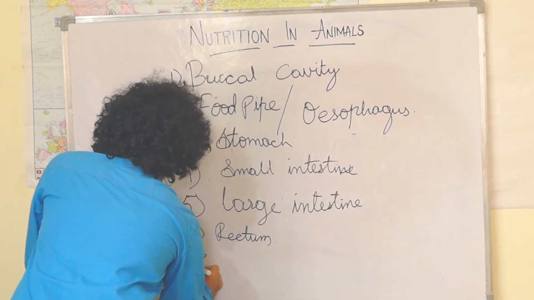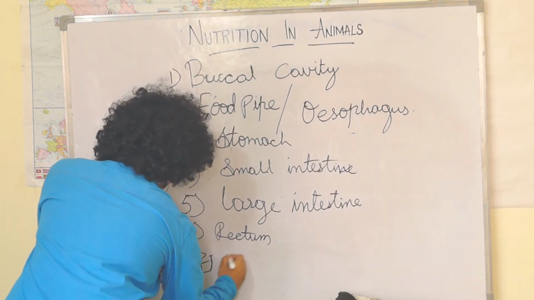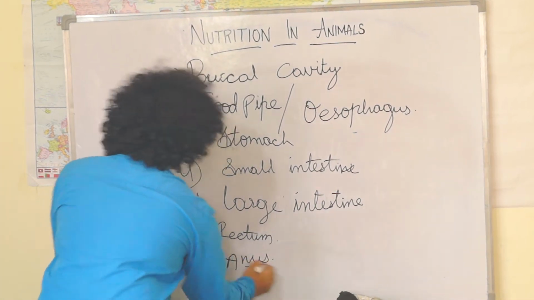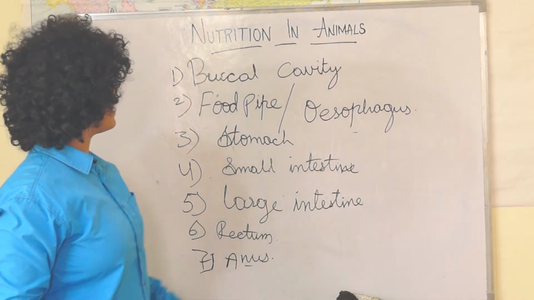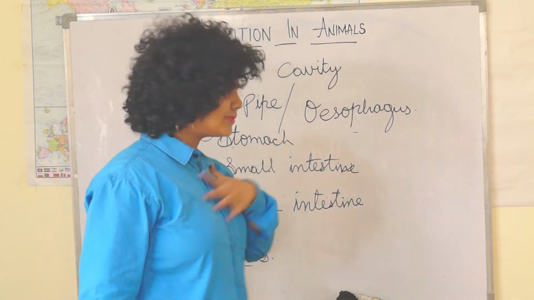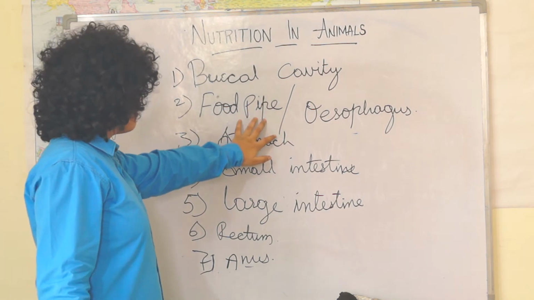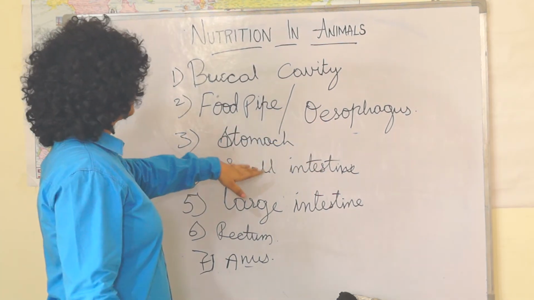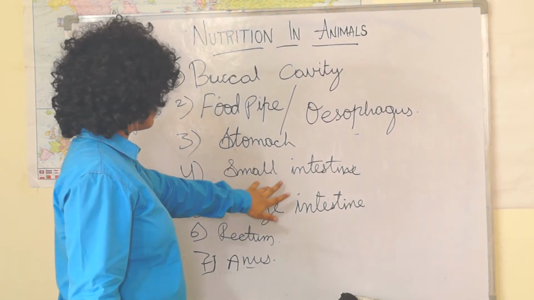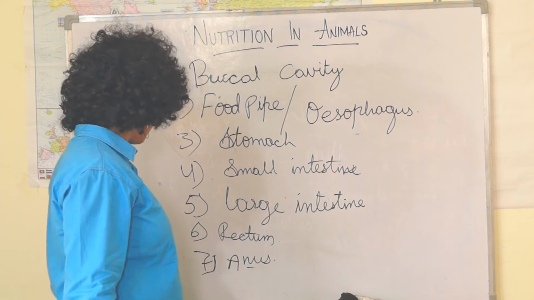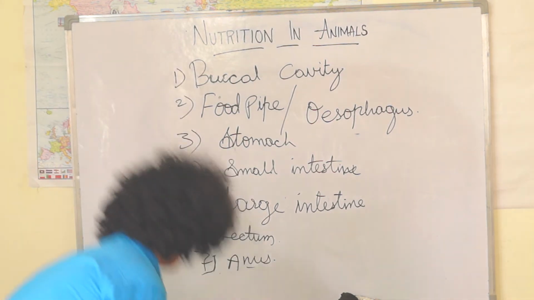And the last part is the anus. Yeah. So we have all these parts. All these parts make up our digestive system. So first of all, you have the buccal cavity, food pipe or the esophagus. Next, the third one is the stomach, and the next ones are the small intestine, large intestine, rectum, and the anus.